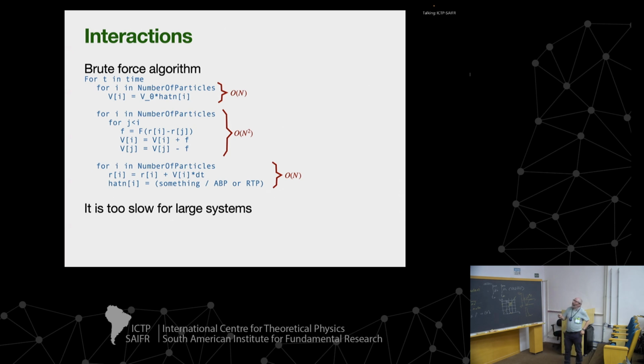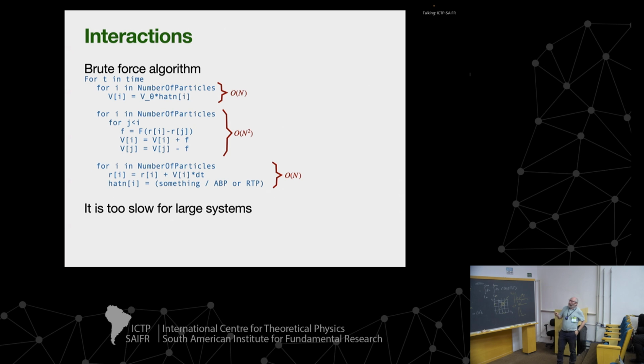Okay, so the first algorithm is a brute force algorithm. You integrate over time, then you run over all the particles and assign the self-propulsion speed. Then you run over all the particles, and over all possible neighbors, all possible partners, and you compute the force between the two particles. There is a central force, so it depends on the relative position.